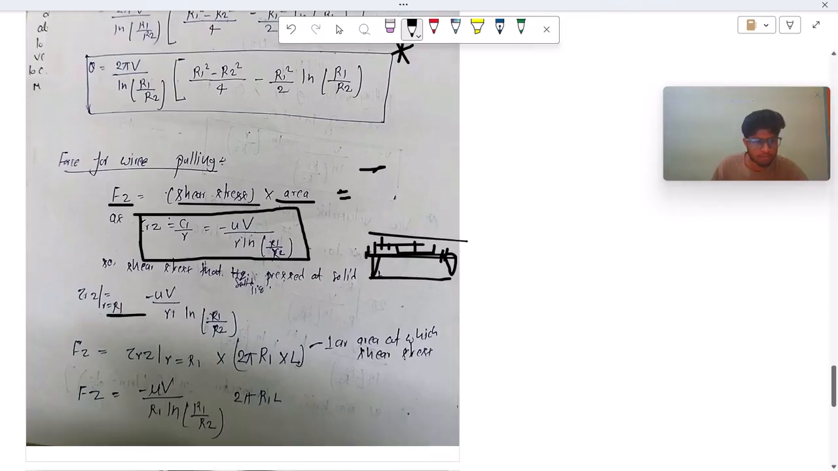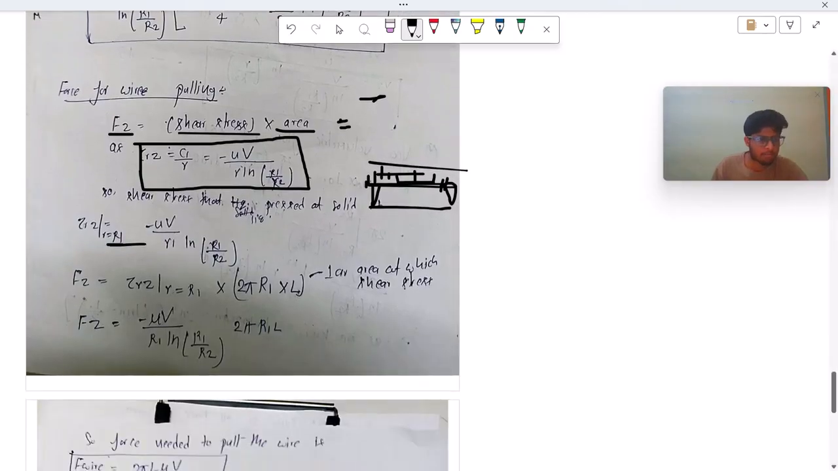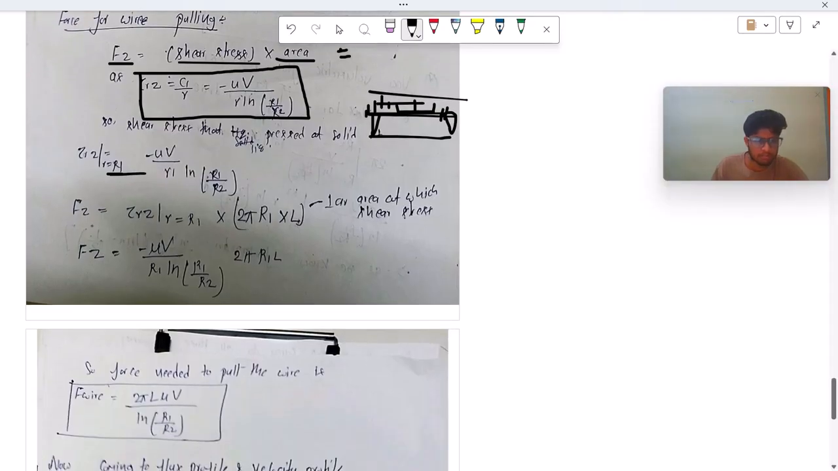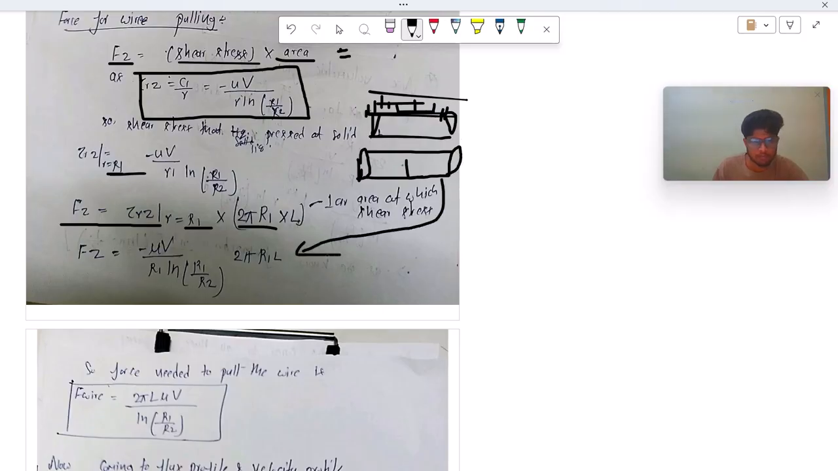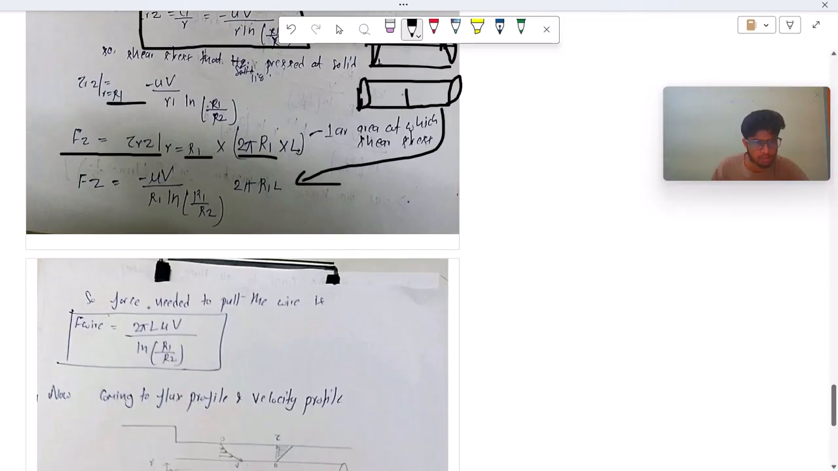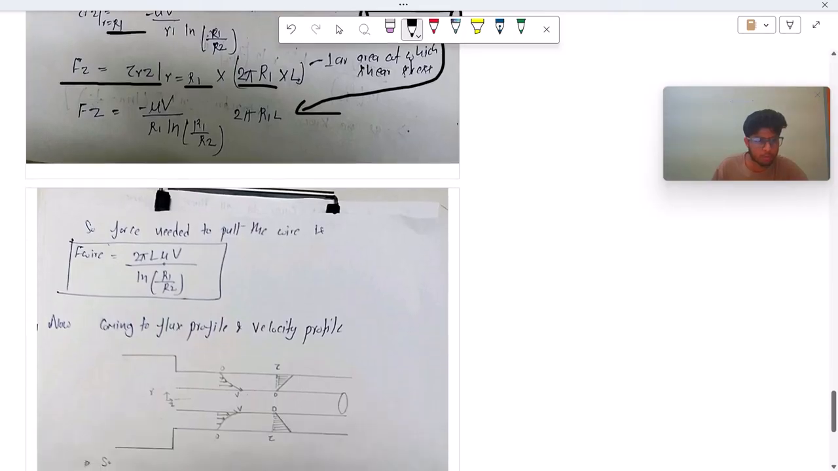So at r equal to r1, we first find tau rz, which is equal to minus mu into b upon r1 into ln r1 by r2, and we take the perpendicular area, which is equal to 2 pi r1 into l. Here 2 pi r1 is the circumference and the length is l. This gives the whole 2 pi r1 into l as the curved surface area. So putting these values, we get F wire equal to 2 pi L mu into V upon ln R1 by R2.